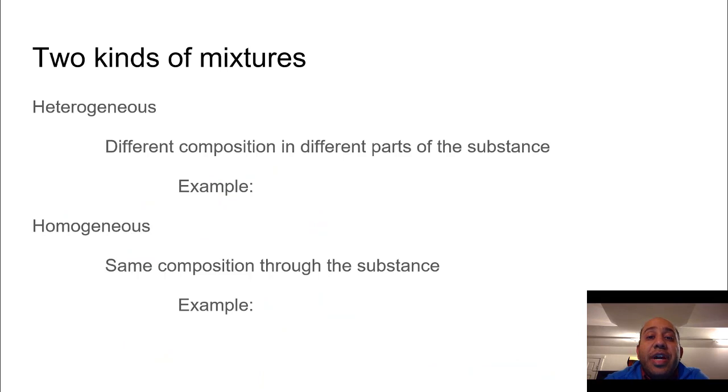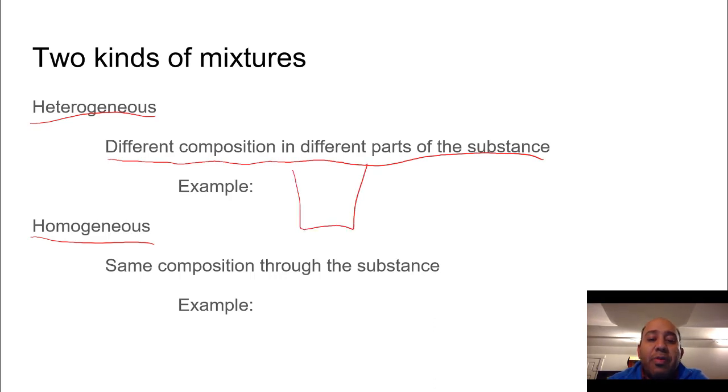You have to know that there's two kinds of mixtures. There's heterogeneous mixtures and homogeneous mixtures. Heterogeneous mixtures have different composition in different parts of the substance. So for example, as we said, we have our cup of water with our ice cubes that are floating at the top. That would be a heterogeneous mixture of different H2O molecules.